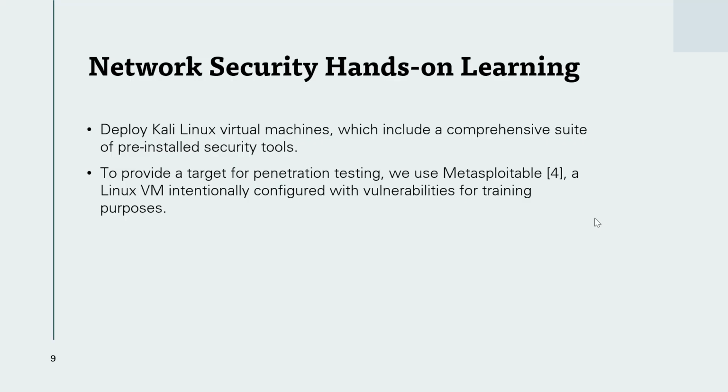Another important class in our curriculum is network security. For this class, we run a Kali Linux virtual machine, which includes a comprehensive suite of pre-installed networking and security tools. To simulate a target for penetration testing, we run Metasploitable 2. That's another Linux virtual machine, and it is configured with many vulnerable services such as a web server, an FTP server, and many other services.